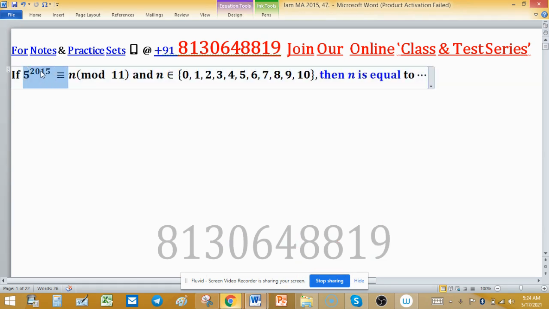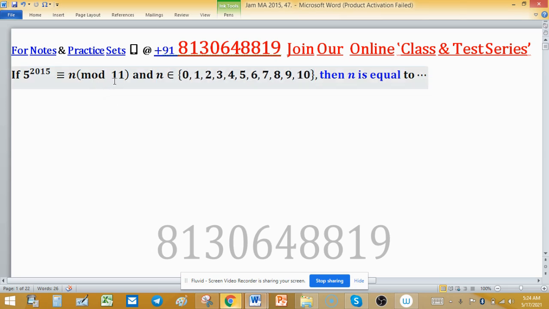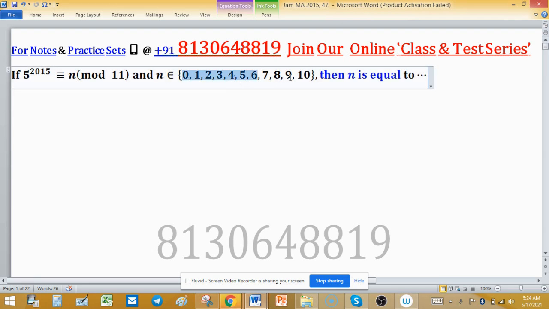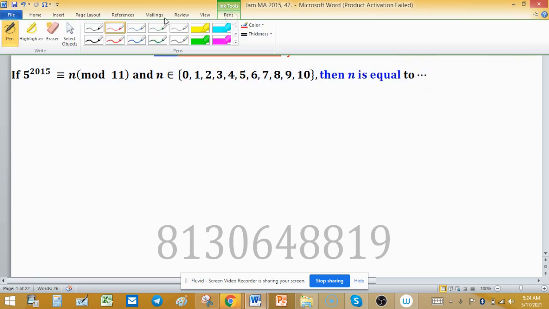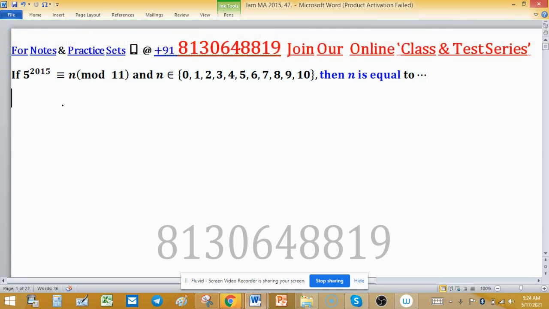If 5 raised to the power 2015 is congruent to n mod 11, where n comes from 0 up to 10, then n is equal to what? You can consider the value of n to be from this set. Now we have to find the value of n. If you know Fermat's theorem, then this problem is very easy.